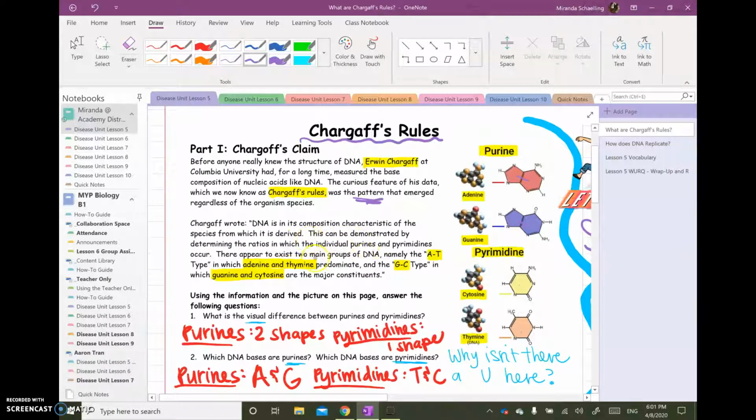This can be demonstrated by determining the ratios in which the individual purines and pyrimidines occur. There appear to exist two main groups of DNA, namely the AT type, in which adenine and thymine predominate, and the GC type, in which guanine and cytosine are the major constituents. Okay, so we know this rule. We know A bonds with T, apples in a tree. We know this rule, G bonds with C, cars in the garage.